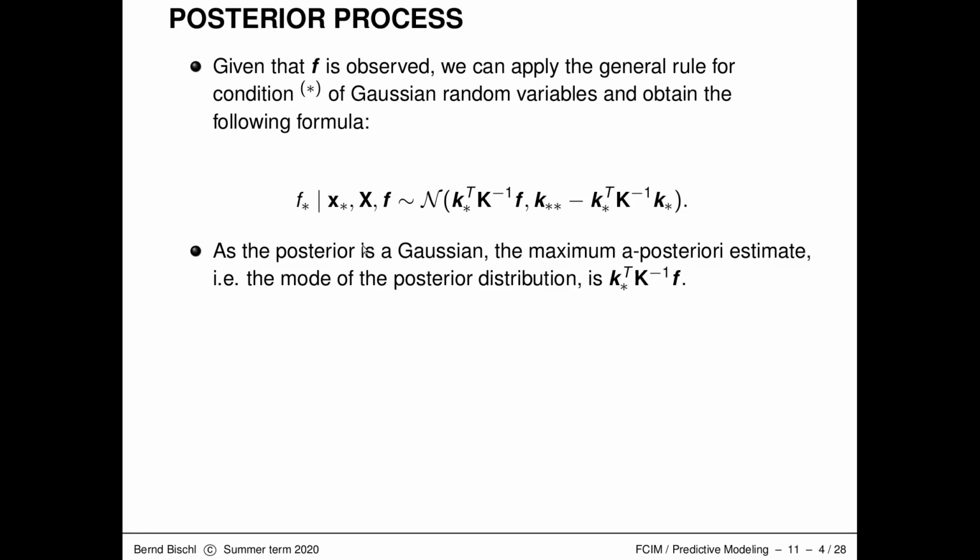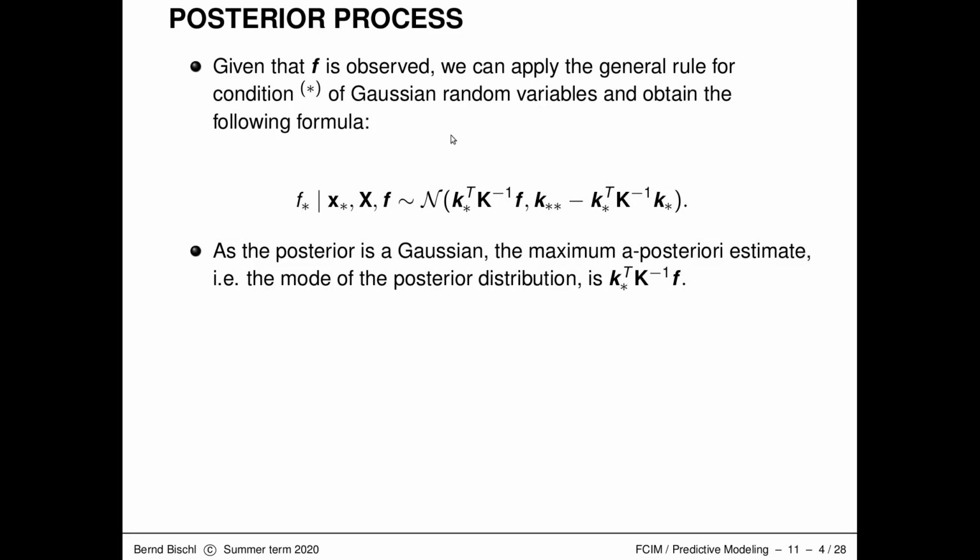And as this posterior is also Gaussian, we also know how the maximum a posteriori estimate looks like. So if we're only interested in a point estimate, you would take this guy here, which is the mean value of this Gaussian, and which is the point of highest posterior likelihood. And we would obviously use this as a point estimate for the prediction at f star.